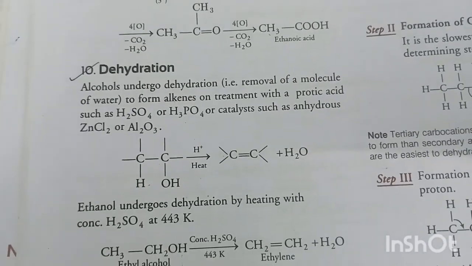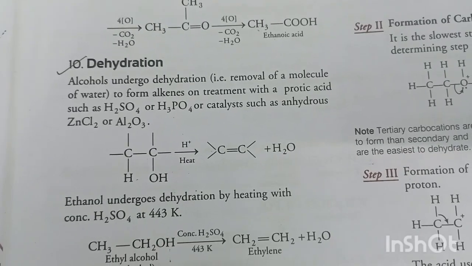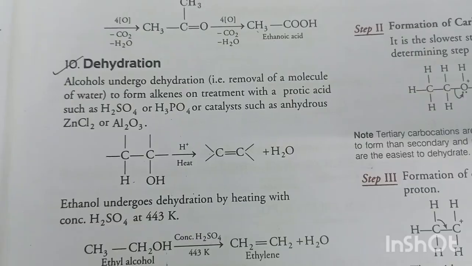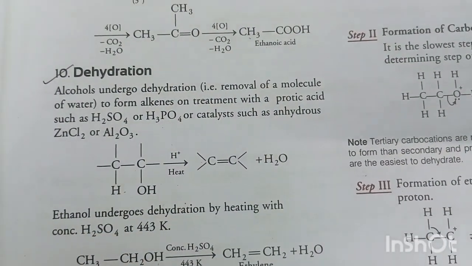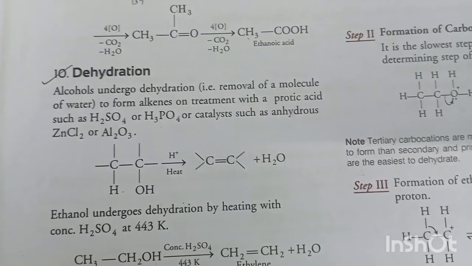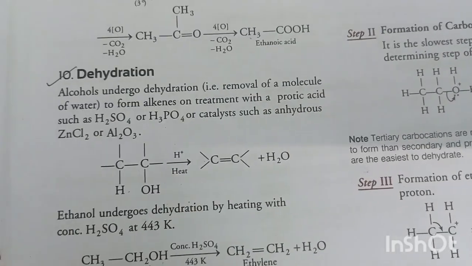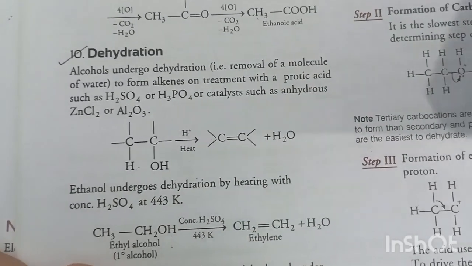Now the last chemical reaction is dehydration. Alcohols undergo dehydration. What do you mean by dehydration? Removal of a molecule of water to form alkenes on treatment with a protic acid. Protic acid means that it contains H plus ion. So protic acids such as H2SO4, H3PO4, or catalysts such as anhydrous ZnCl2 or Al2O3, which are Lewis acids. So either protic acid or Lewis acid.